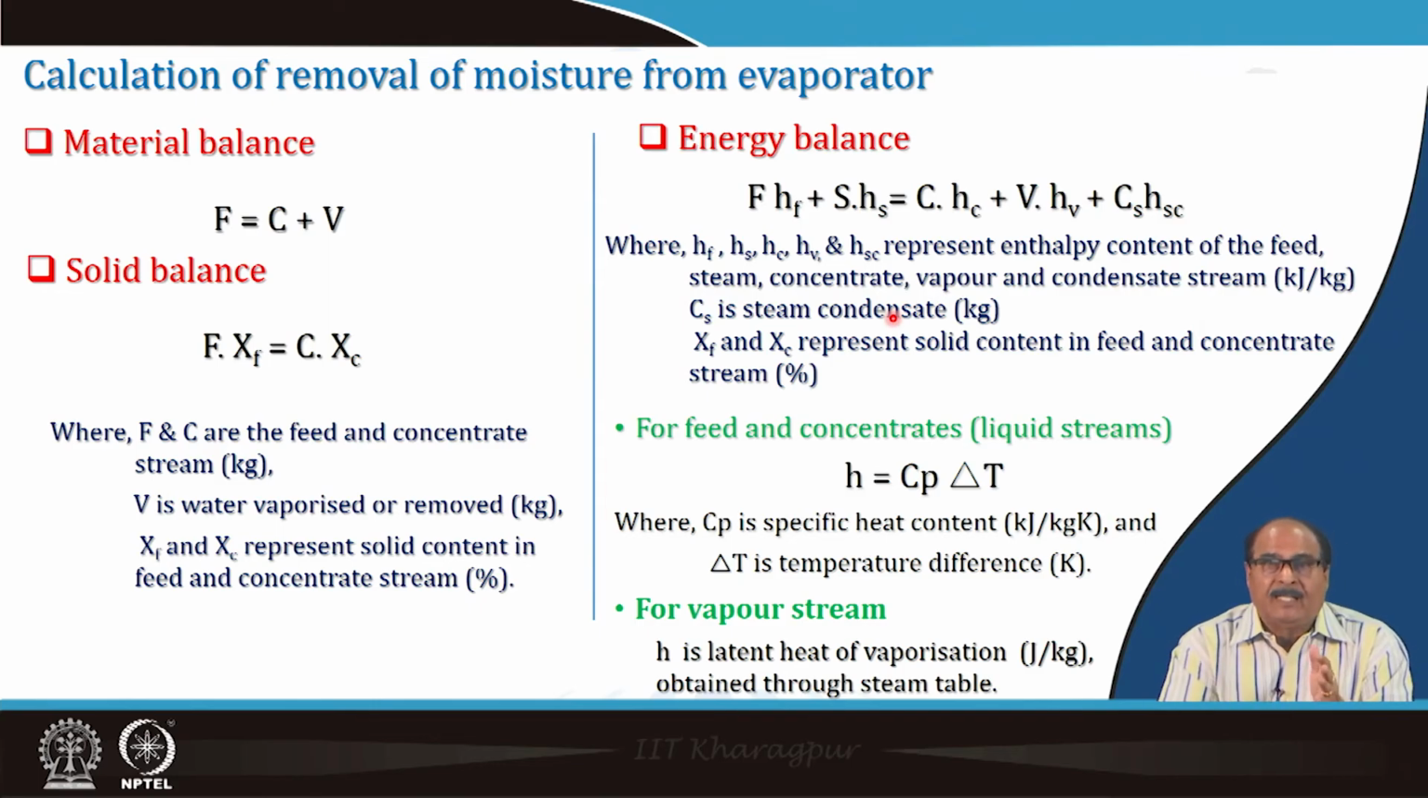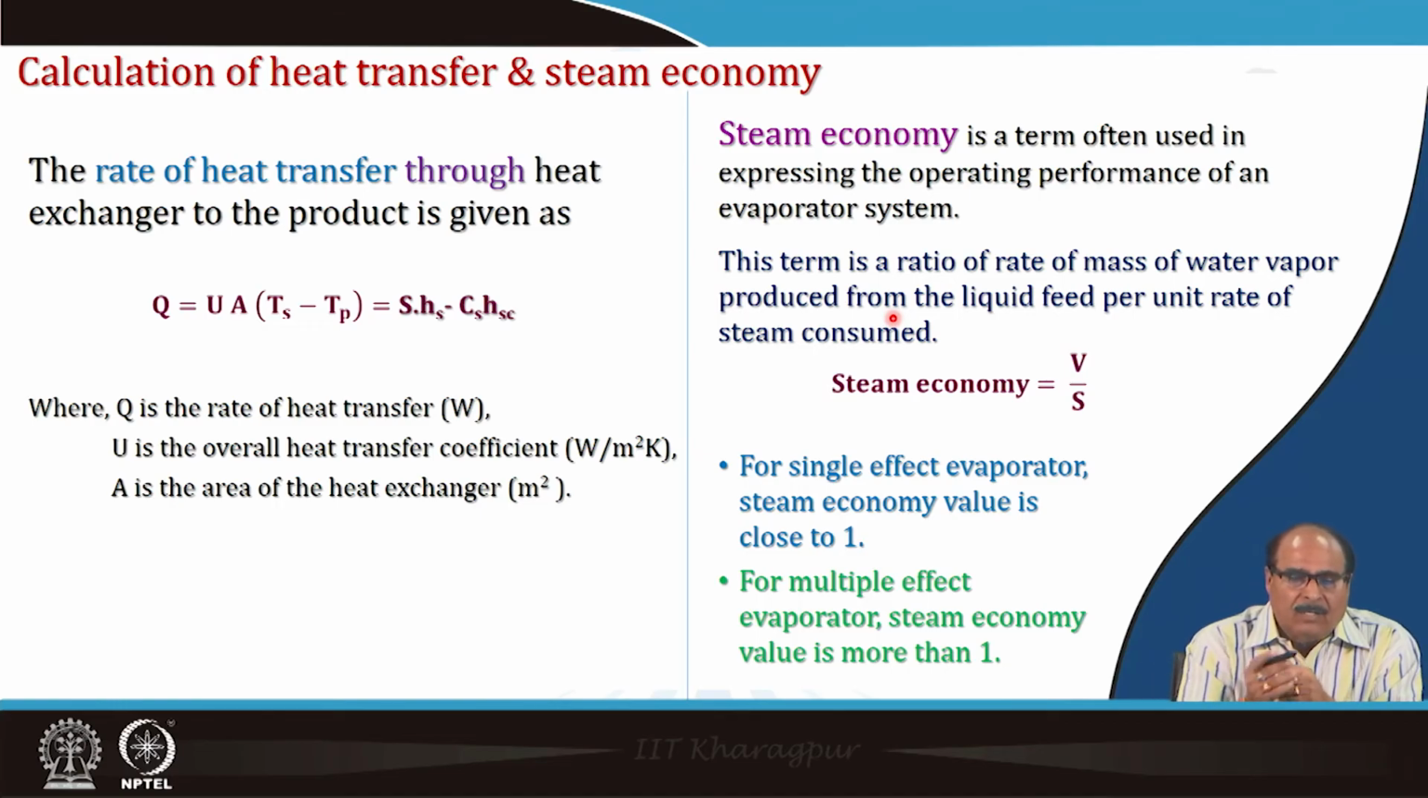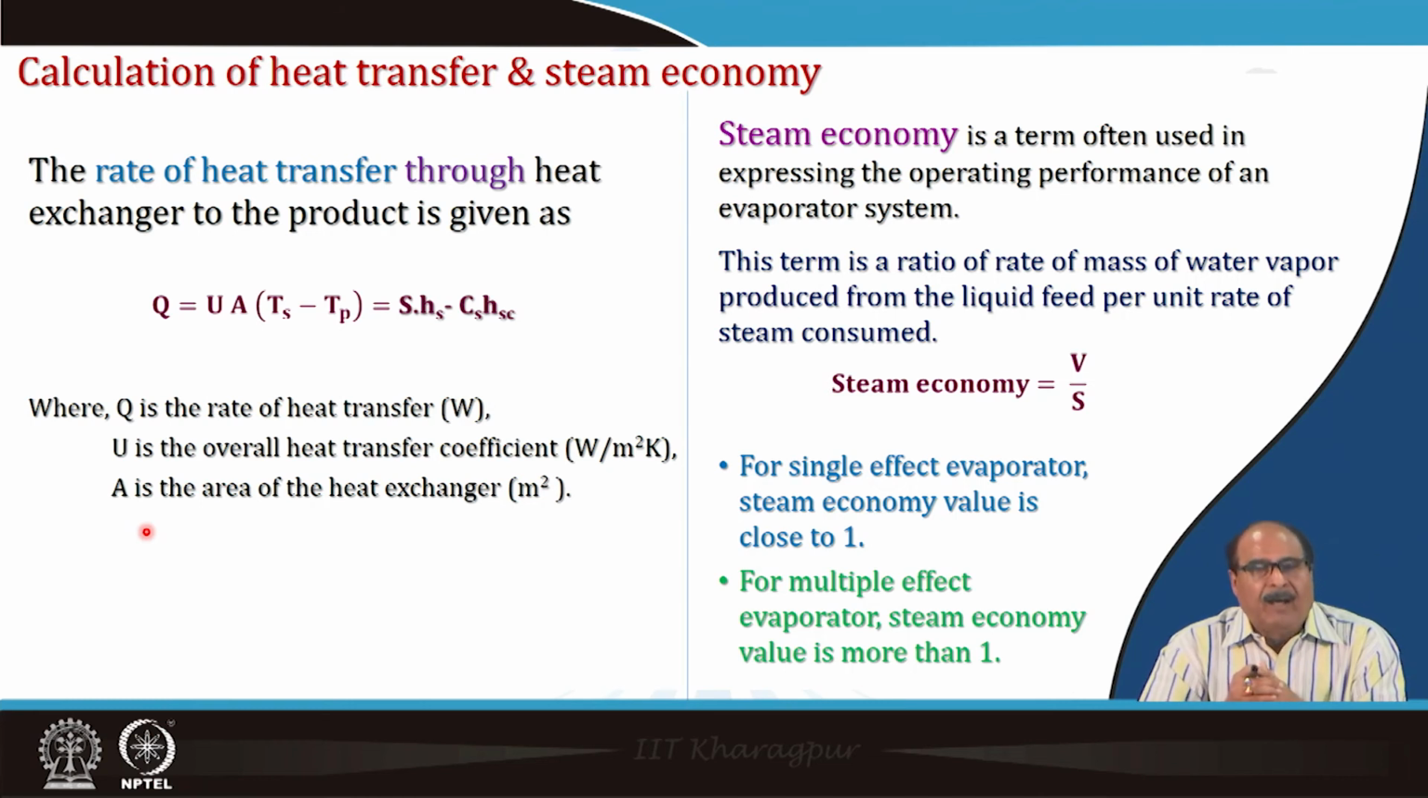For the feed and the concentrate, the liquid streams, H is equal to Cp delta T, where Cp is the specific heat in kJ per kg K, and delta T is the temperature difference. For the vapor stream, H is the latent heat of vaporization, which is generally obtained through the steam table. One can also calculate the heat transfer and steam economy. The rate of heat transfer through the heat exchanger to the product is given as Q equal to UA (Ts minus Tp), or equal to S Hs minus Cs Hc. Q is the rate of heat transfer, U is the overall heat transfer coefficient, and A is the area of the heat exchanger.